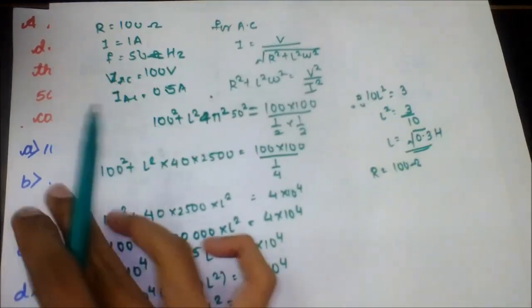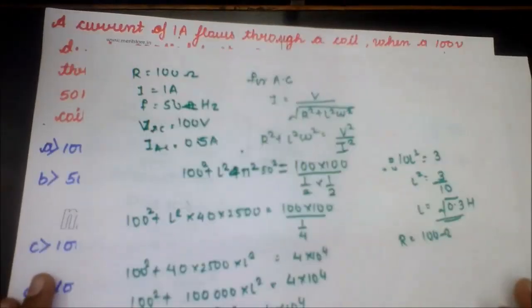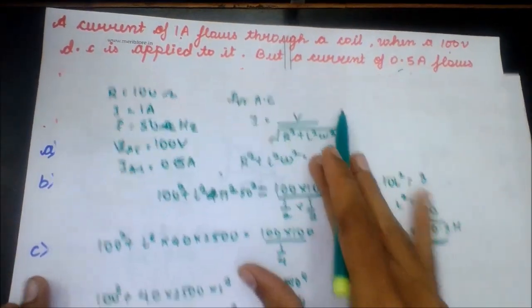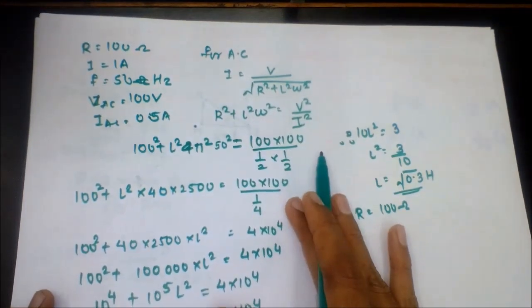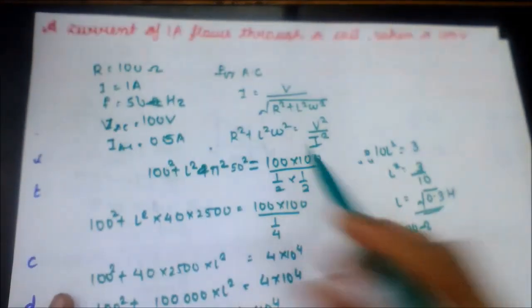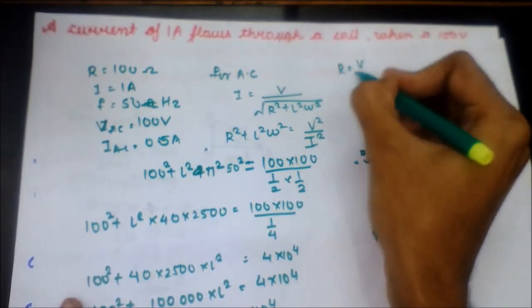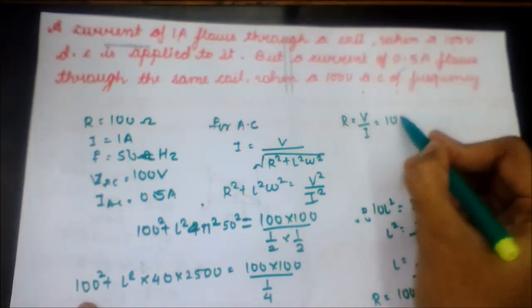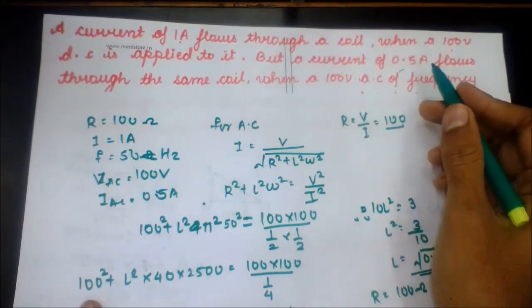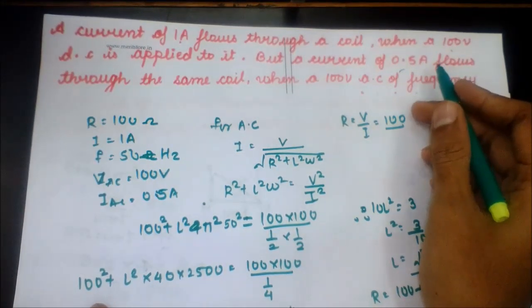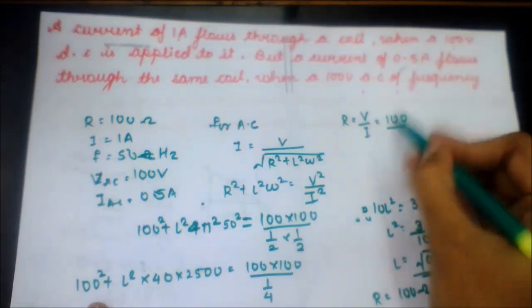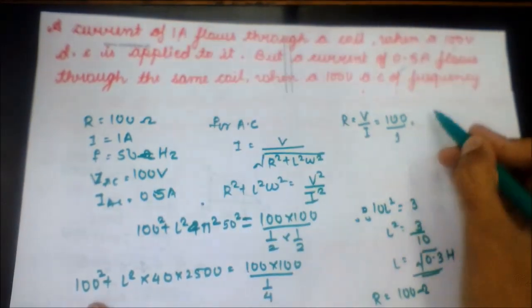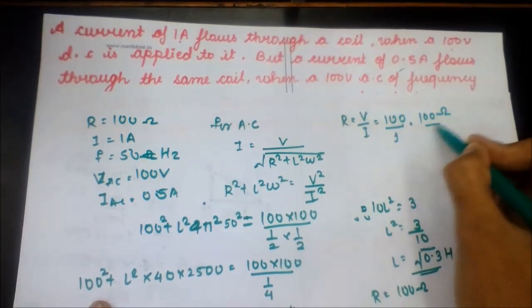While solving this, we have two conditions, one for the DC supply and one for the AC supply. For the DC supply, the resistance depends on V upon I, where V is the voltage given here as 100 volts upon the current which they have given as 1 amp. So with 100 volts and 1 amp of current, the resistance becomes 100 ohms.